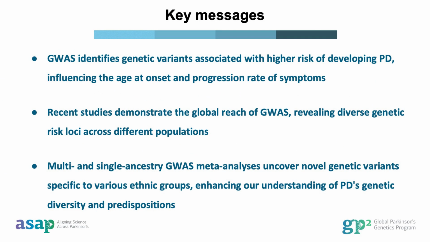In conclusion, GWAS aims to identify risk loci associated with binary or continuous outcomes such as an increased risk of developing Parkinson's disease, influencing the age at onset and the progression rate of both motor and non-motor symptoms. Recent studies underscore the global impact of GWAS, revealing genetic risk loci across different populations. Both multi-ancestry and single-ancestry GWAS meta-analyses have uncovered novel genetic variants specific to various ethnic groups, thereby enhancing our understanding of disease and genetic predispositions towards precision therapeutics on a global scale.